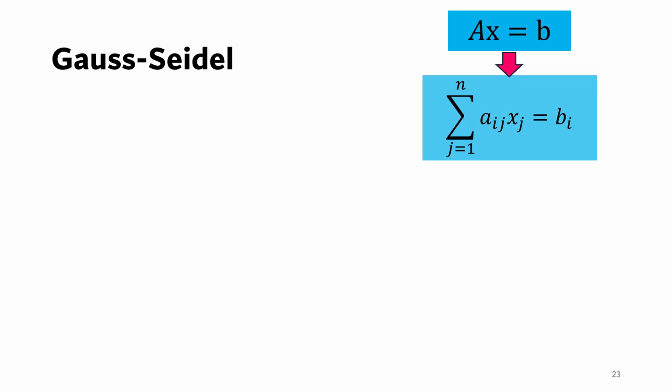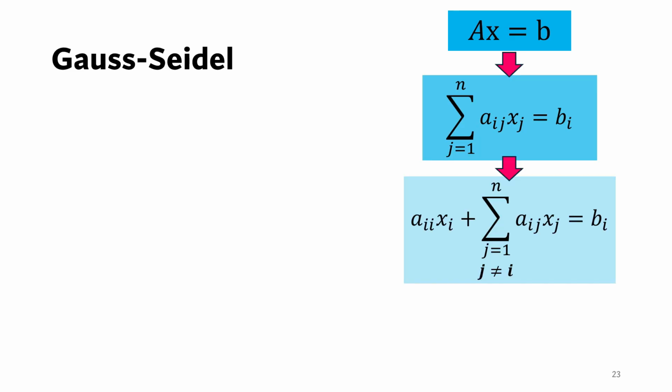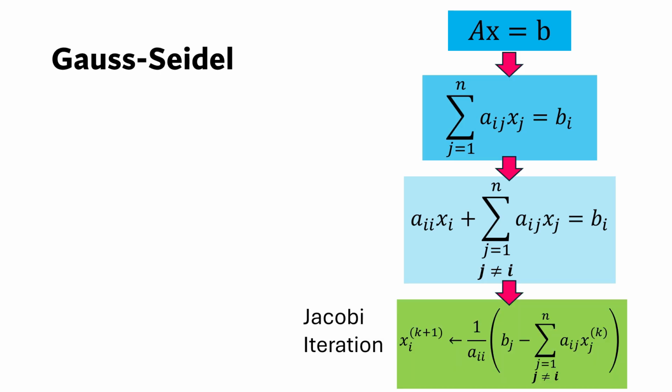We start with the matrix vector representation of the system of linear equations. We can write it in the index notation. Now, if we take the elements where j is equal to i out of the summation, we can get to this iterative formula. And the method that uses this formula is called the Jacobi method. In this formula, previous iteration values are used for all variables in the next iteration.